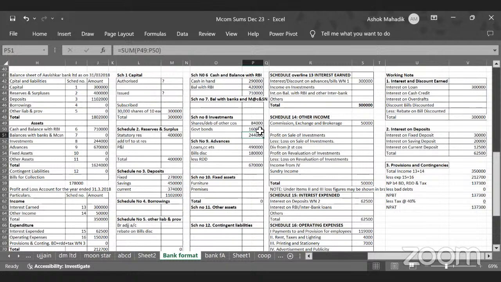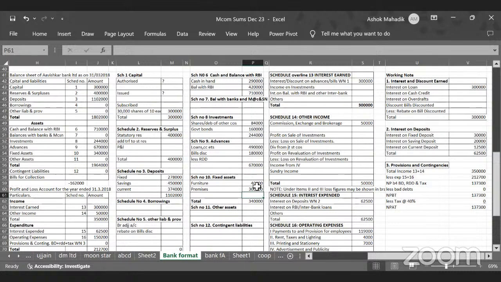Okay. Next, furniture. We'll go to fixed asset. Furniture, 40,000. Then premises is 3 lakhs. I've tried to save over time as much as possible.